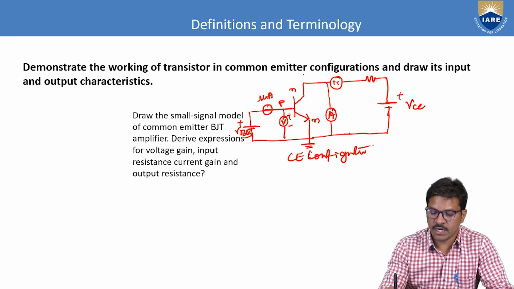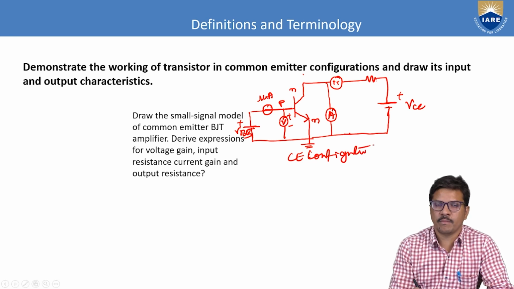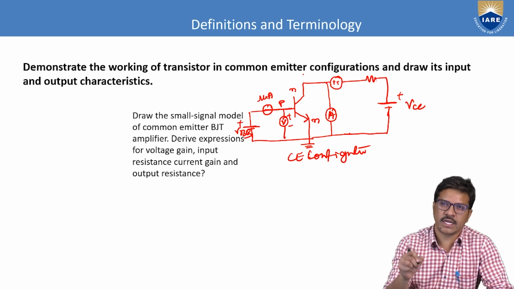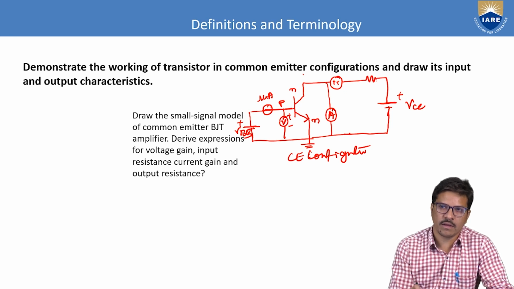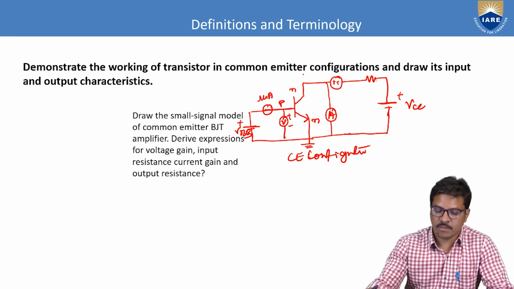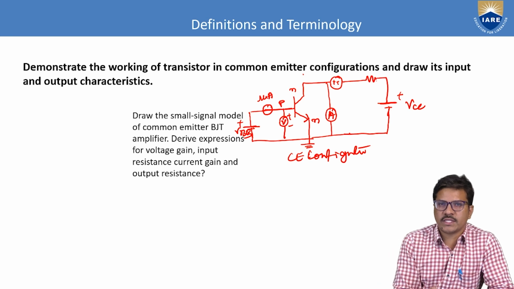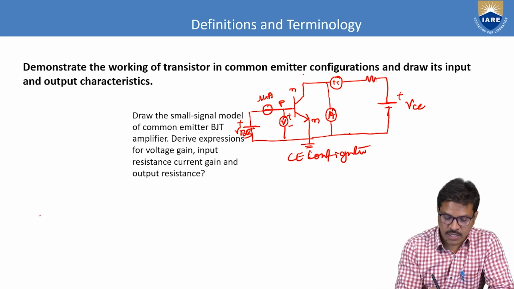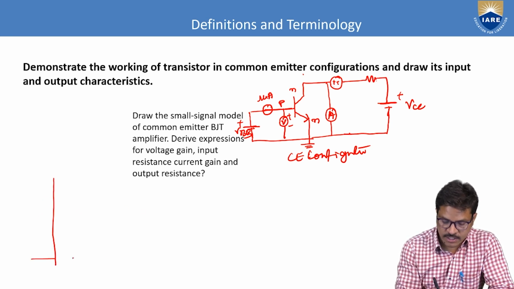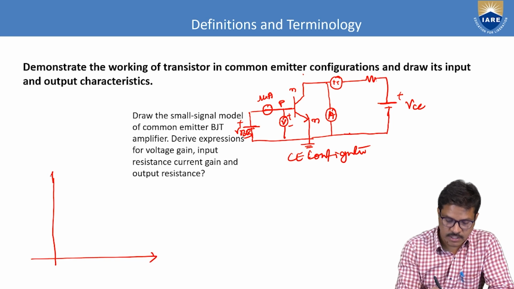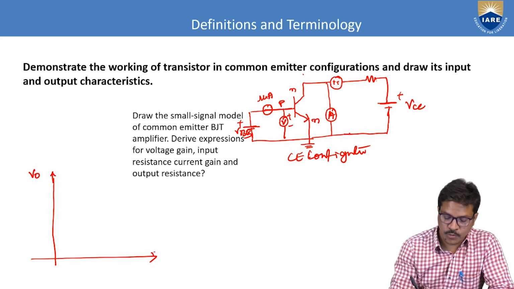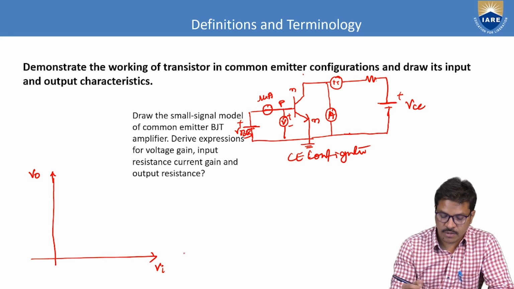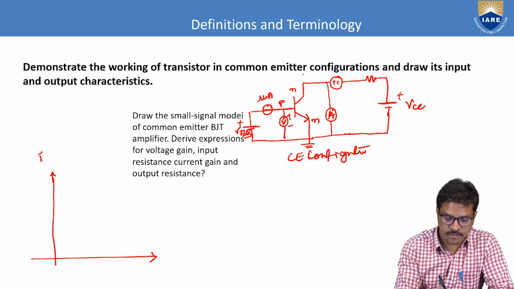If you replace that transistor with the base connected to ground, it is common base, and with the collector connected to ground, it is common collector configuration. For these cases, we need to draw the input and output characteristics. It is a graph. It is the input characteristics.